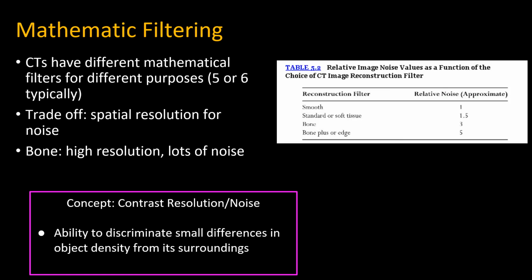And CTs have different filters for different purposes, which we've all seen doing imaging. Bone or soft tissue are two of the most common, and these filters trade off spatial resolution for noise. For example, a bone filter provides very high resolution, but lots of noise. Contrast resolution, or noise, is the ability to distinguish small differences in object density from its surroundings.